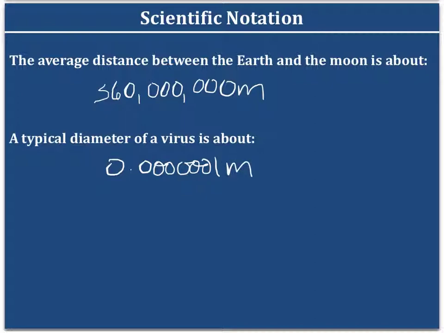Now, we probably wouldn't use the unit of meters for either one of these measurements, but that's something we'll talk about in a later video. You can see that these numbers both have a lot of zeros. So you can imagine if you were using one of these numbers in a calculation, it could be really easy to leave off a 0, and then that would throw off your entire calculation. So this is where scientific notation really comes in handy.